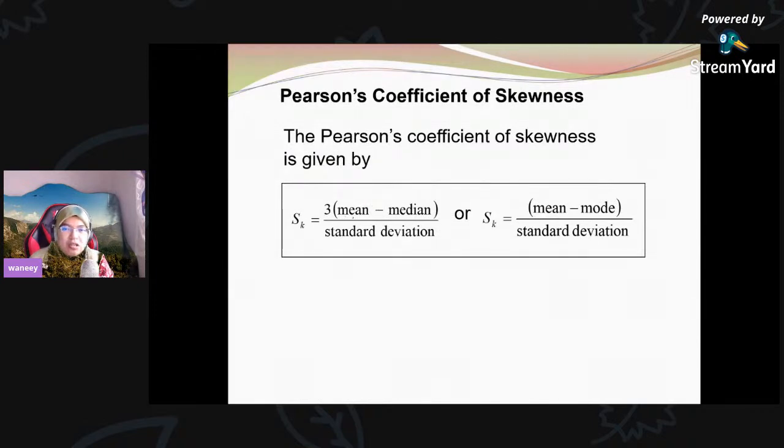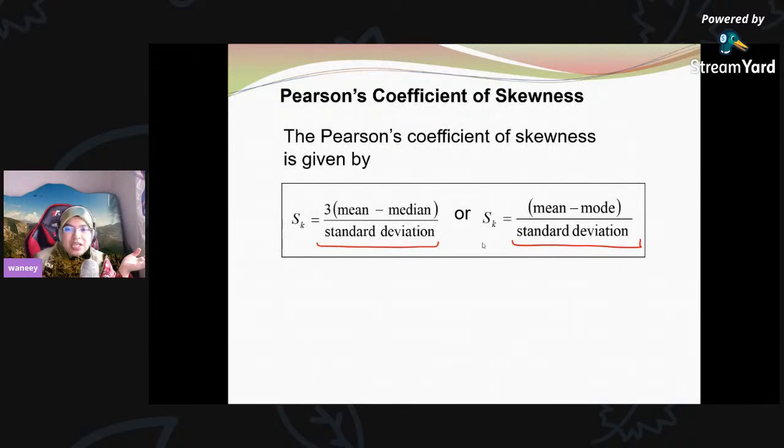So you have to see which one you should use. If the question asks for the median and the mode first, then you might want to use this one. If the question asks you to calculate the mean and the median and hence calculate the Pearson coefficient of skewness, then you might want to use the one on the right hand side. Either one, you are going to come to the same conclusion for the Pearson coefficient of skewness.